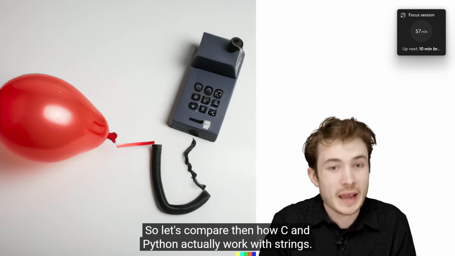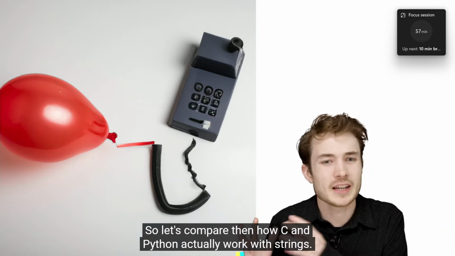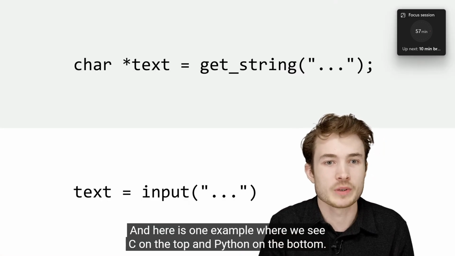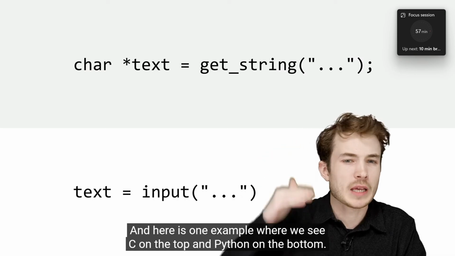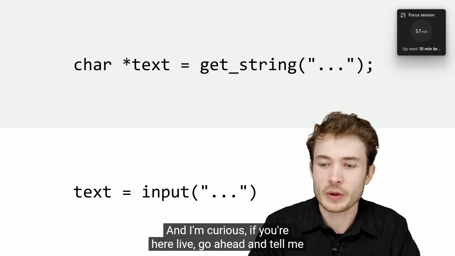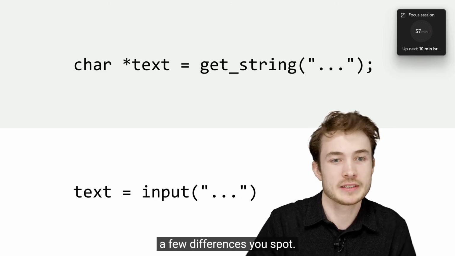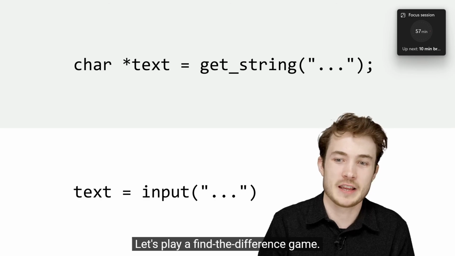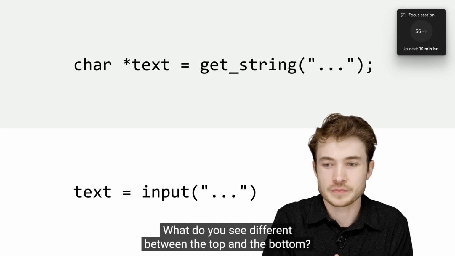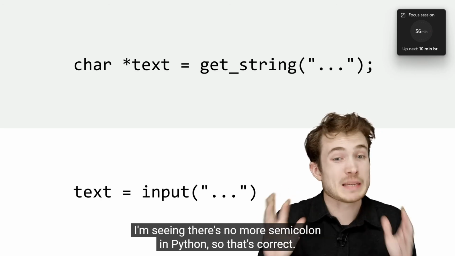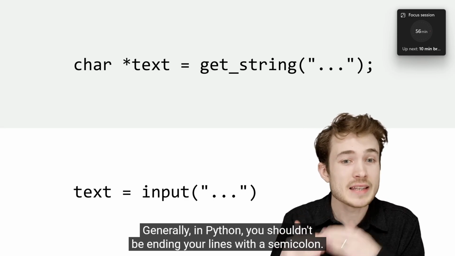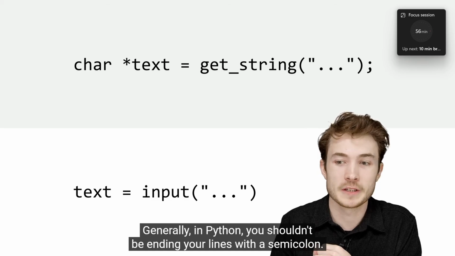So let's compare then how C and Python actually work with strings. And here is one example where we see C on the top and Python on the bottom. And I'm curious, if you're here live, go ahead and tell me a few differences you spot. Let's play a find the difference game. What do you see different between the top and the bottom? I'm seeing there's no more semicolon in Python, so that's correct. Generally in Python, you shouldn't be ending your lines with a semicolon.